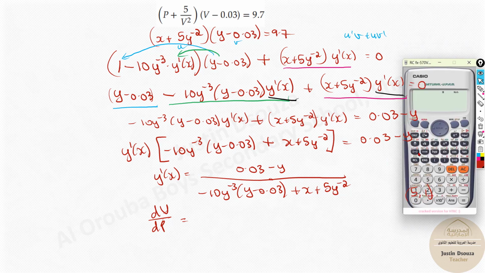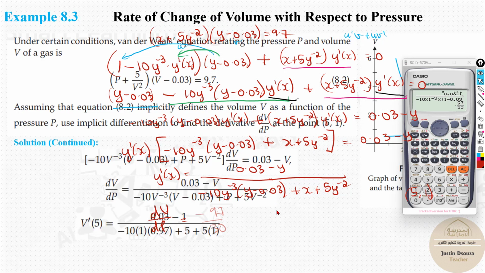All you do, this entire equation, write it out: 0.03 minus 1, divided by minus 10 into y. What is y value? It is 1, x and y, to the power minus 3. You don't need to put power minus 3. 1 to the power anything is the same thing. But anyways, let me just use it. 1 minus 0.03, close the bracket, plus, what is x? It's 5, plus 5 y into 1 minus 2. It's the same thing. It doesn't make any difference. Now, what is the answer? It's minus 97 by 30. Let's just write it down and compare. Minus 97 by 30. So that is the correct answer. That is the slope.